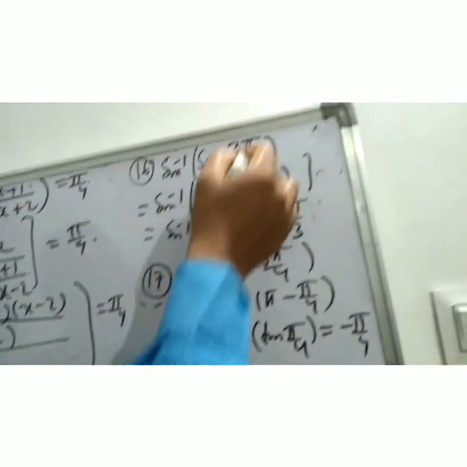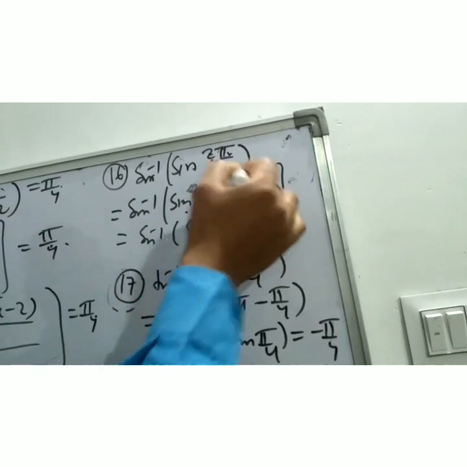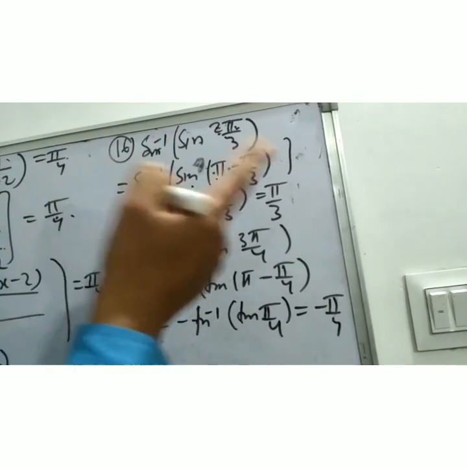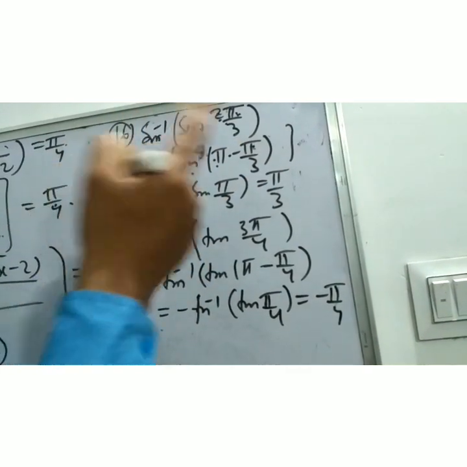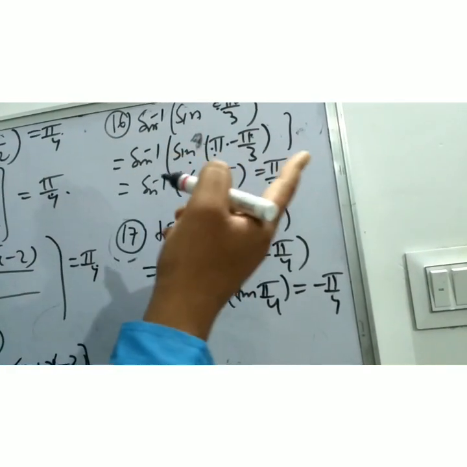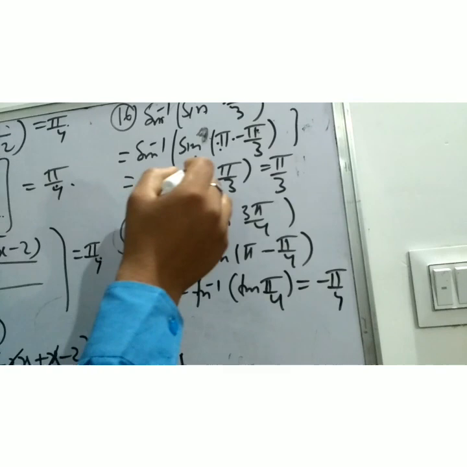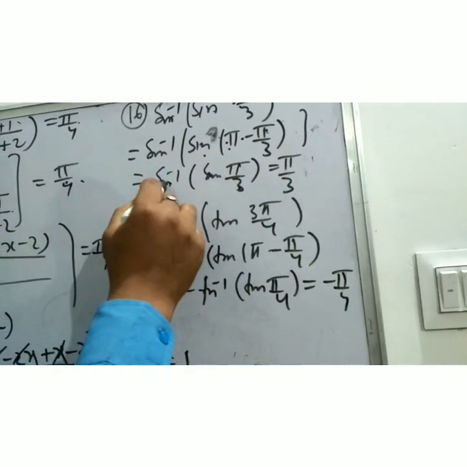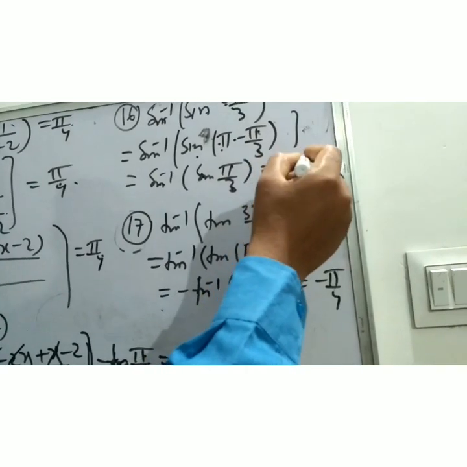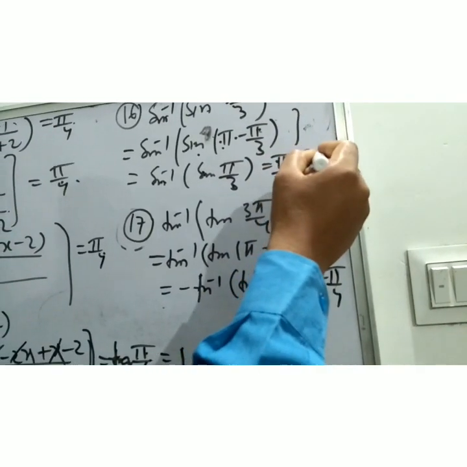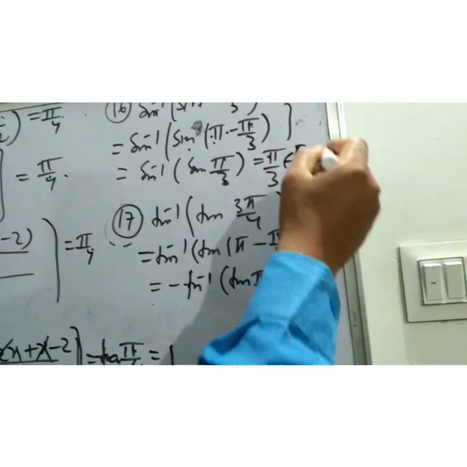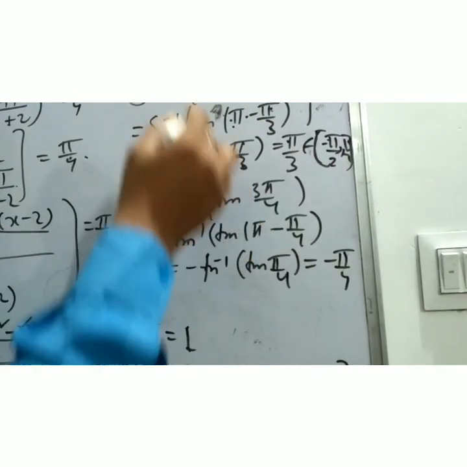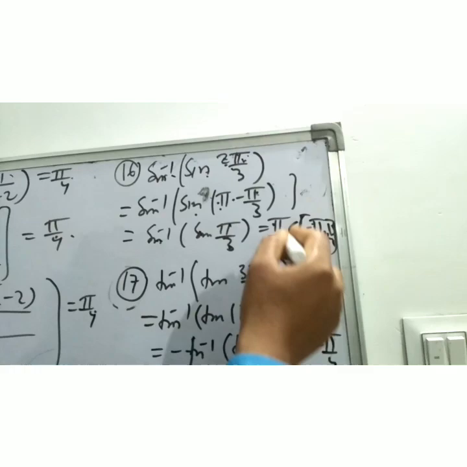So 2 pi by 3 can be written as sin of pi minus pi by 3. That is because in the second quadrant sin theta is positive, so sin of pi minus theta is equal to sin theta. So we get sin inverse sin pi by 3. The sin inverse cancels, and it will be pi by 3. It obviously lies between minus pi by 2 and plus pi by 2, so it is the correct answer. The value of sin inverse sin 2 pi by 3 is pi by 3.